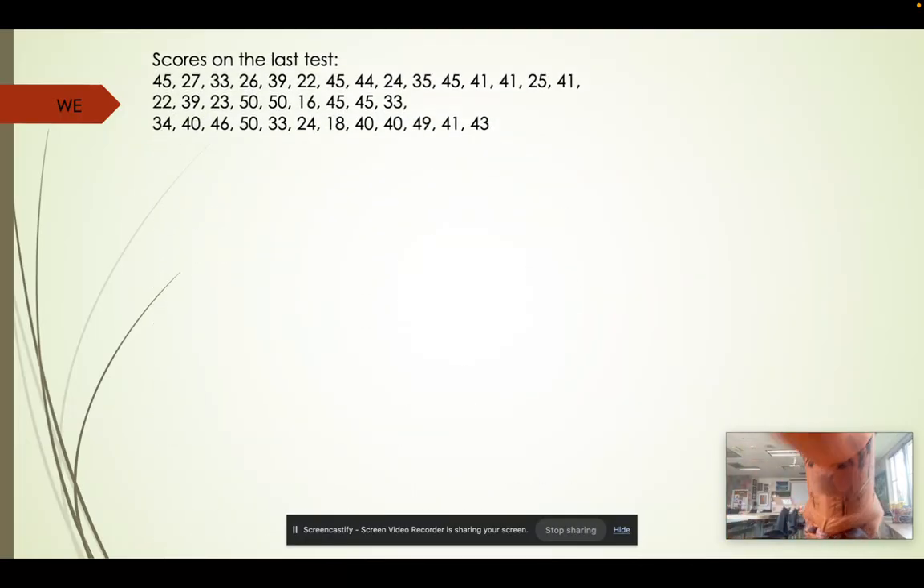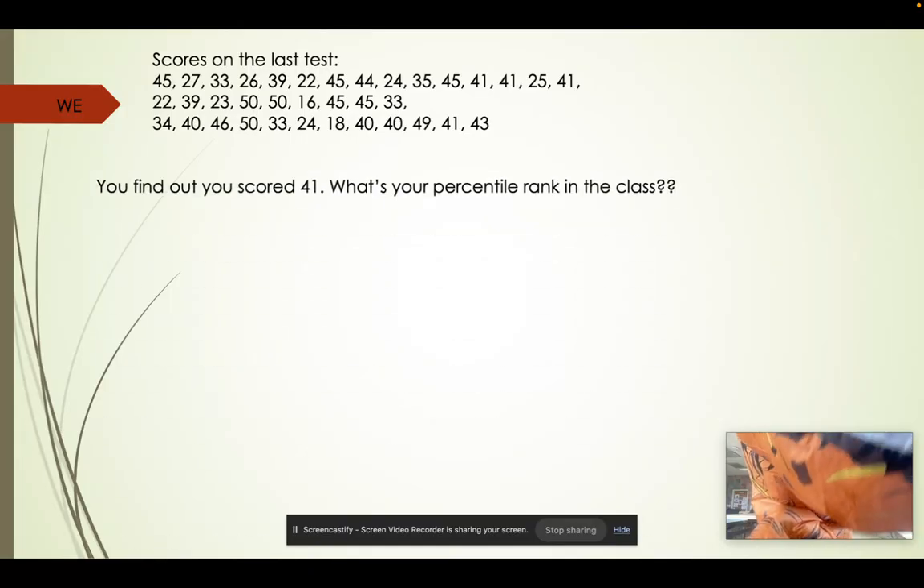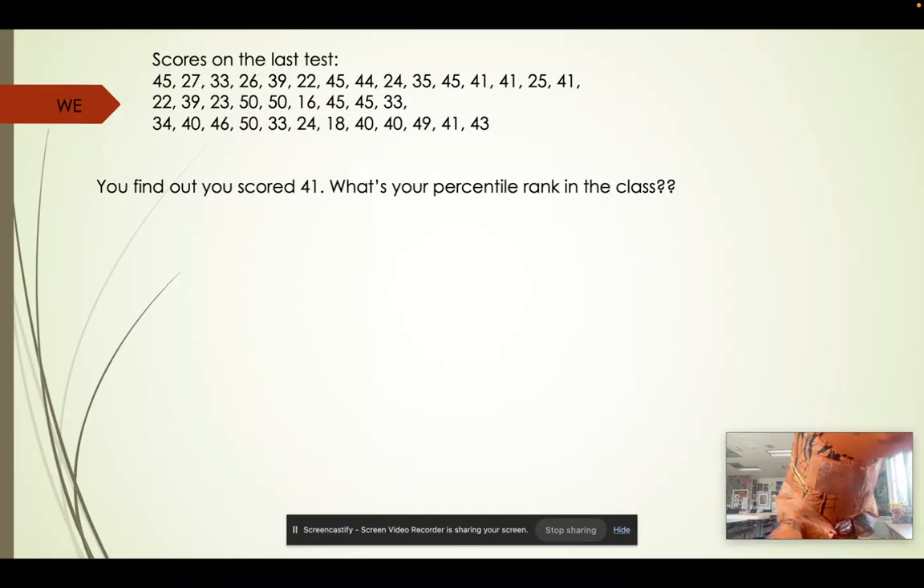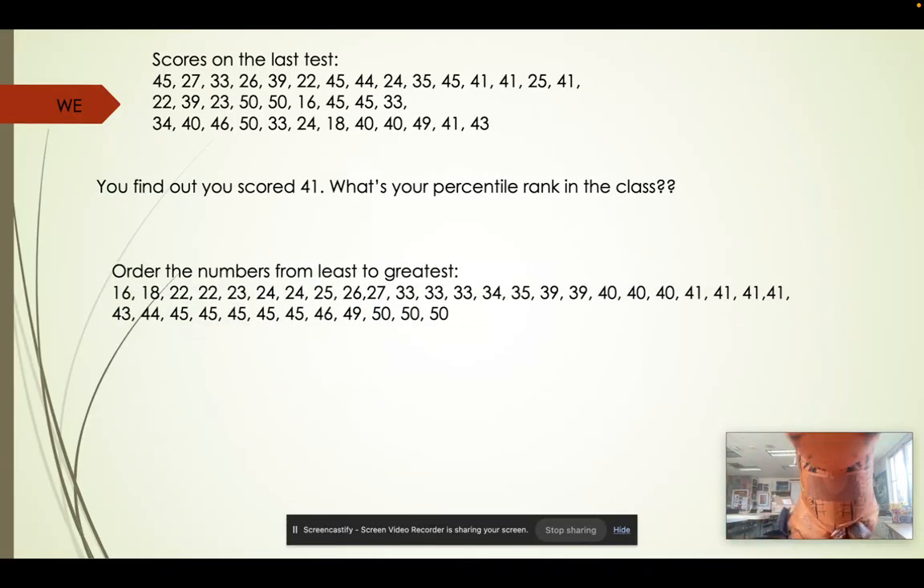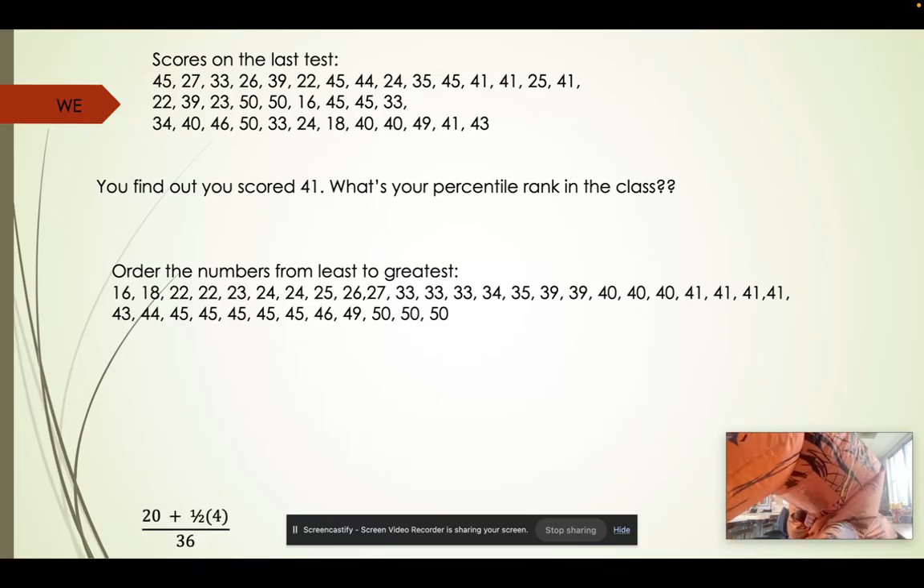Okay, so here's our problem. Here's our scores again. Let's find the percentile. Say you scored the 41, so what's your percentile rank in the class on this test? Ready? So first thing you're going to want to do is order the values in order from least to greatest. Okay, so there it is, in order from least to greatest.